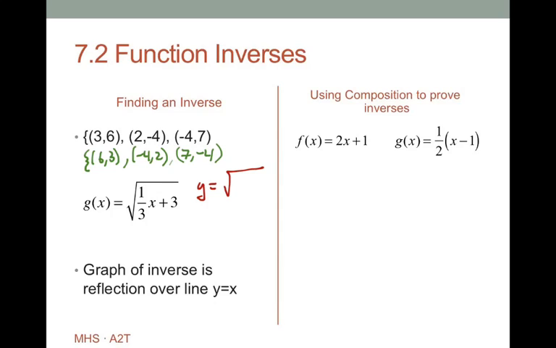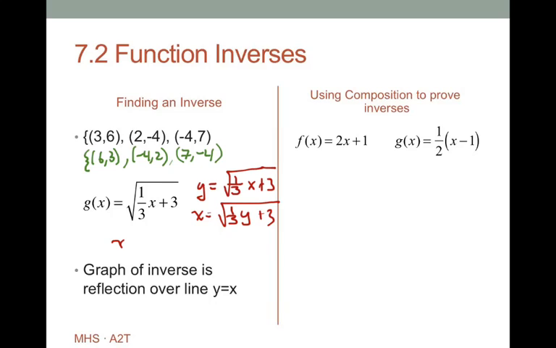Now in the case of a function, what you want to first do is write the function again as y equals instead of g of x. So you get y equals the square root of 1/3 x plus 3. And then you've got to try to solve for x and get it in terms of y. So first you've got to switch the x and y and then solve for y. Okay, so we switch the x and y. Now I've got to solve for y.